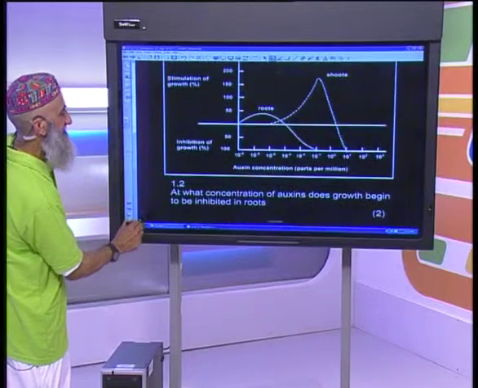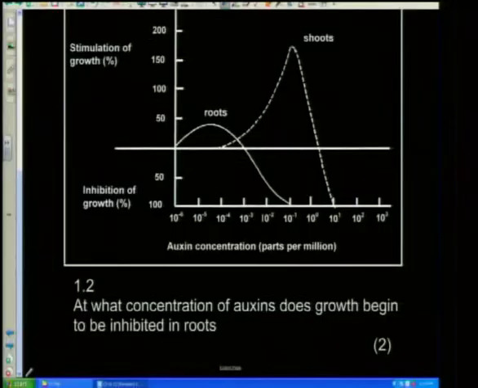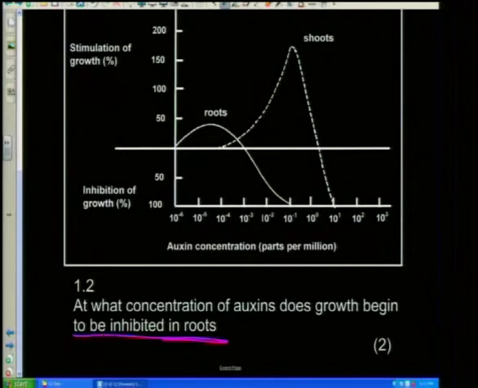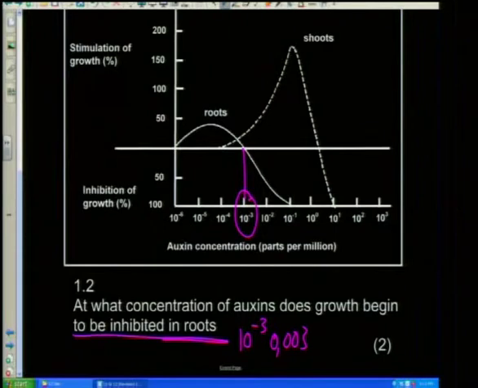Still with the same graph. 1.2, at what concentration of auxins does growth begin to be inhibited in roots? Now that is where I told you, you've got to look at that line. And there's the line there. Where does it start dropping? At this particular point, where the graph meets the line there. And that would come down there, and your answer would be 10 to the minus 3. 10 minus 3. That is 0,001.